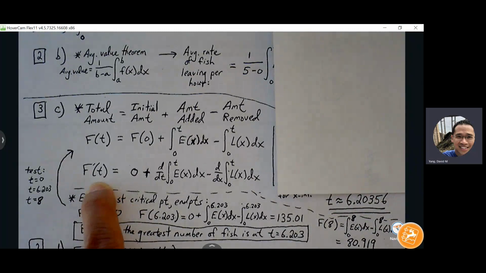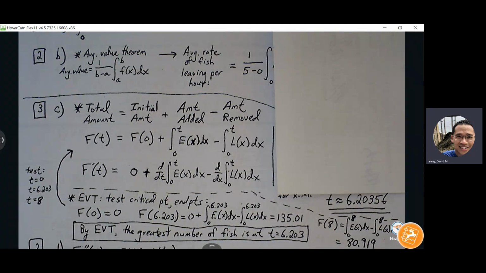So then if I want to find the derivative, because I know that for the extreme value theorem, I need to test endpoints and critical points. The endpoints and critical points are going to go into my original formula. But to find the critical points, I have to set my derivative equal to 0. So I'm going to build my derivative f prime.